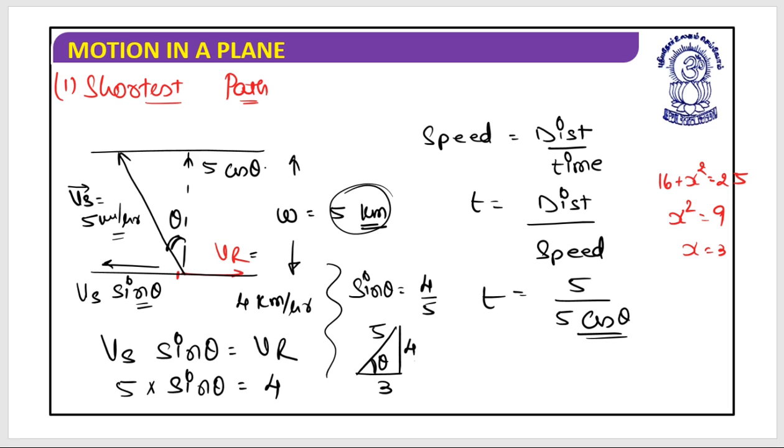So from here what I can get is the value of cos theta, and the value of cos theta is 3 by 5. So time is equal to 5 by 5 multiplied by 5 by 3, which is 5 by 3 hours required to cross the river. Is it clear? This is the approach of shortest path. I hope this is clear. Any doubts in this? No? Okay.